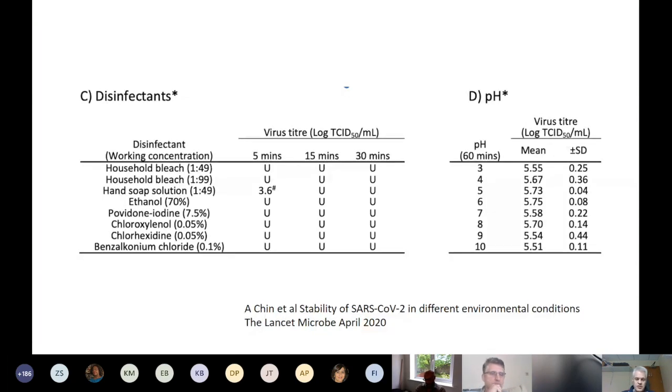And then they also looked at the effect of disinfectants, and we can see, as has been commonly thought, that all disinfectants work, and alcohol is particularly effective, and soap is perhaps the least effective of those, but all bleaches and disinfectants will clear the virus. And just another little thing they did, showing the virus survives various pHs, so it can survive quite acidic and also alkaline conditions.